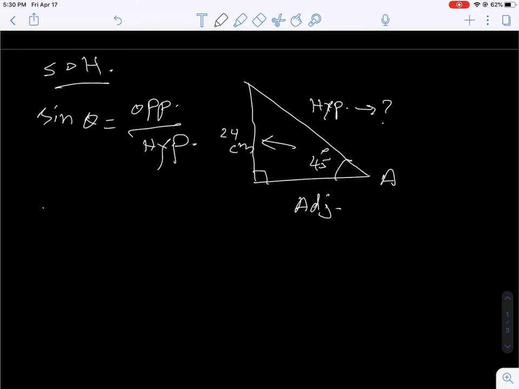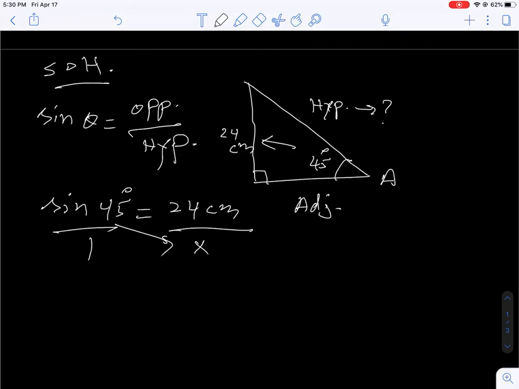So it is sine theta, 45 degrees, equals opposite, which is 24 centimeters, divided by x, because hypotenuse is unknown. I'll just write 1 there. We'll cross multiply. So sine 45, and in parentheses I will write x, and 24 multiplied by 1 is 24 centimeters.